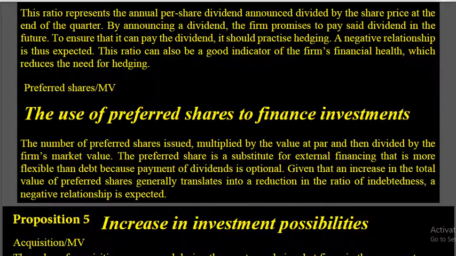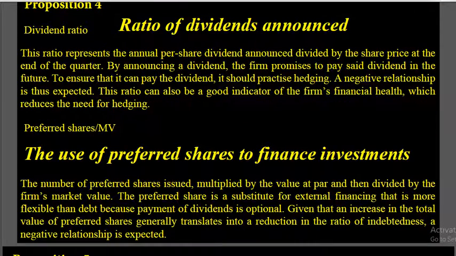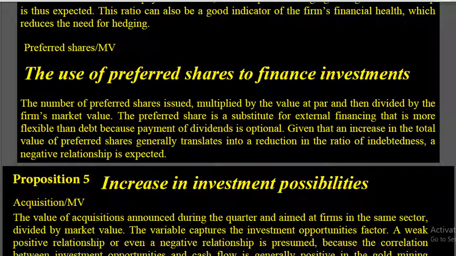Preferred shares divided by market value. This is a ratio: the use of preferred shares to finance investment. We said that it is the number of preferred shares issued multiplied by the value at par and then divided by the firm's market value. Preferred shares are a substitute for external financing that is more flexible than debt.